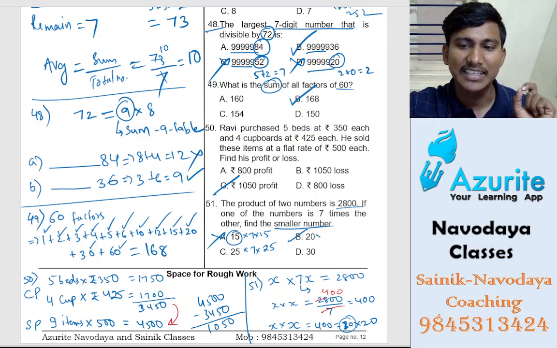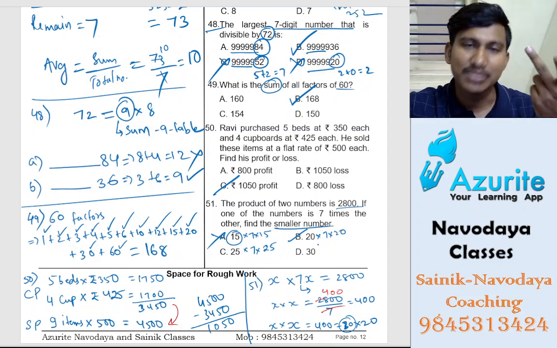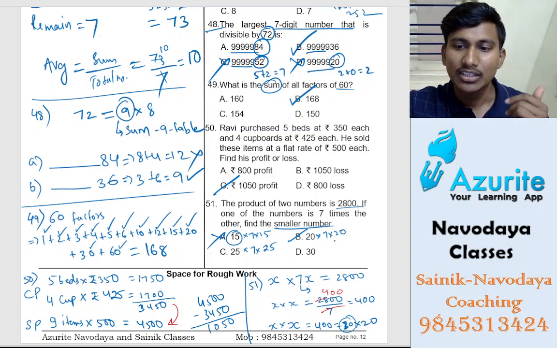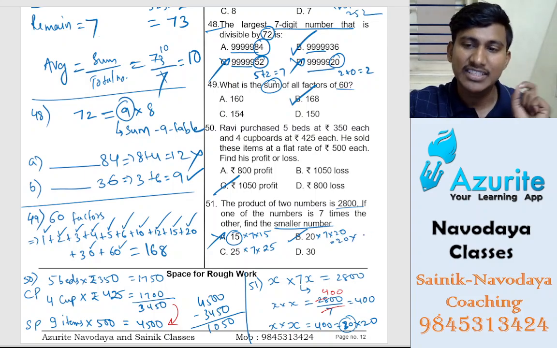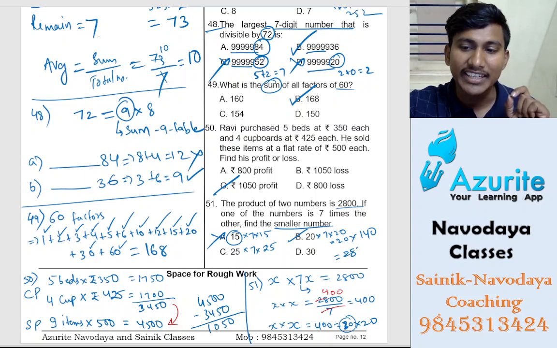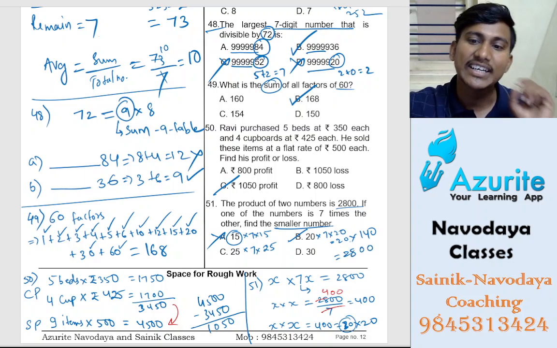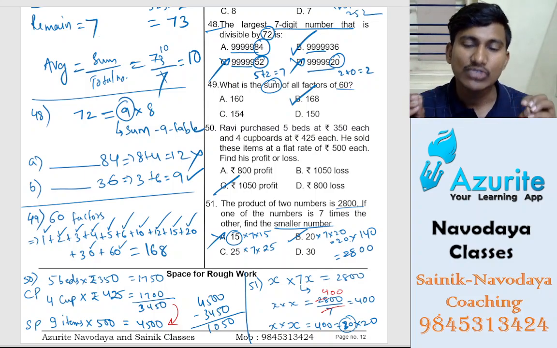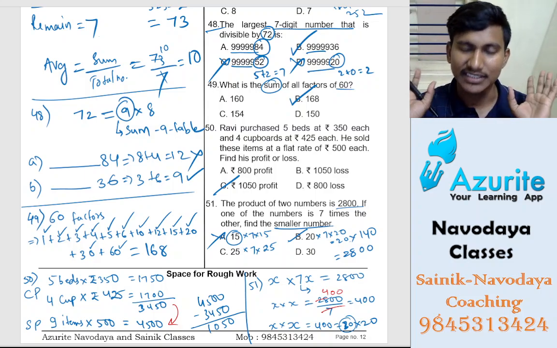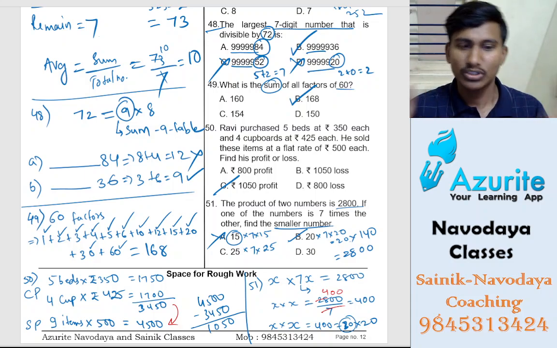But if you multiply here 7 times 20, that is 7 times the other number, how much is it? 20 into 7. 2 7s are 14, so 140. Then 14 2s are how much? 28. So with 2 zeros, you will get 2800 as the answer. So that is why the answer is option B here. Okay, you can go with options also. Understood?